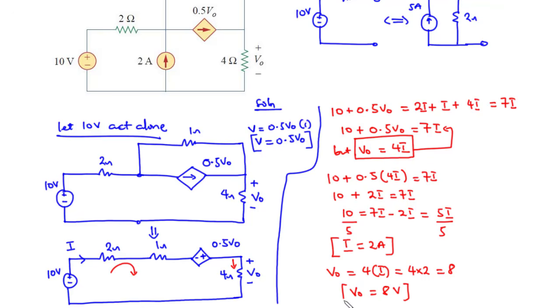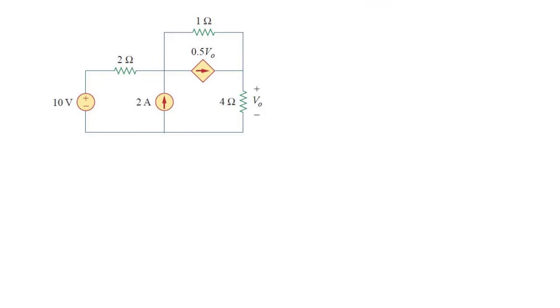Now because V naught is the value of the voltage across the 4 ohms resistor as a result of 10 volts acting alone, we call this V naught prime. So next we are going to consider 2 amperes acting alone. So considering the original circuit, we are going to let 2 amperes act alone. The 10 volt source becomes a short circuit.